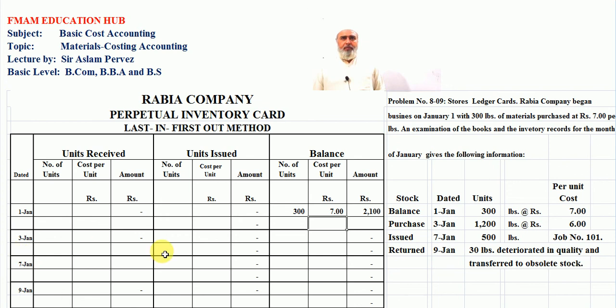Students, on 3rd Jan we purchased 1200 pounds of materials at the rate of rupees 6 per pound. Now we record this here: 1200 pounds, the rate is 6 per pound. Now we record our inventory again here. 300 is the opening balance at 7 per pound. The purchase is 1200, the rate is 6 per pound here.